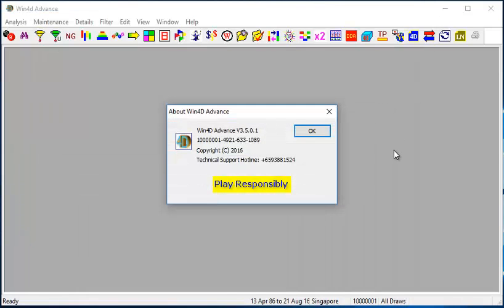Now, we do have a lot of members who have watched this video. They told us that they have understood what these features are about. Do they still need to get a copy of the Win4D Advance software? That's a very good question. I personally feel that if anyone would like to have a tool or software to enhance their winning experience, the sooner you get the Win4D Advance software, the sooner you will experience the difference. I strongly encourage you to get it as soon as you can.